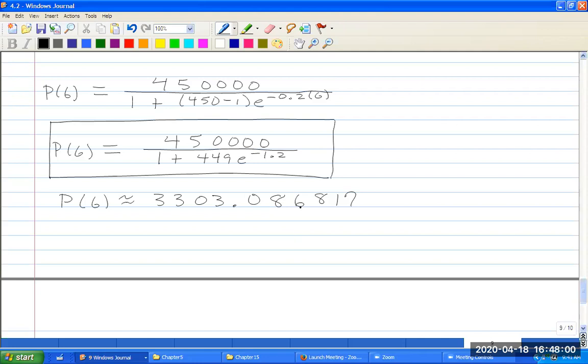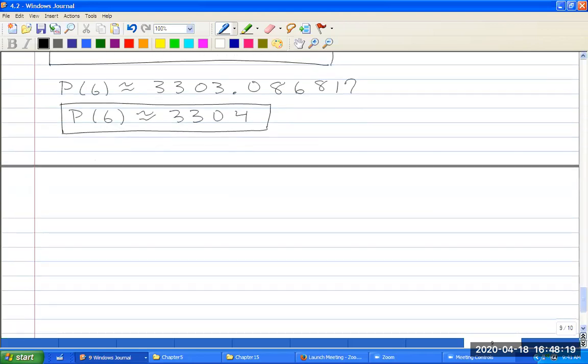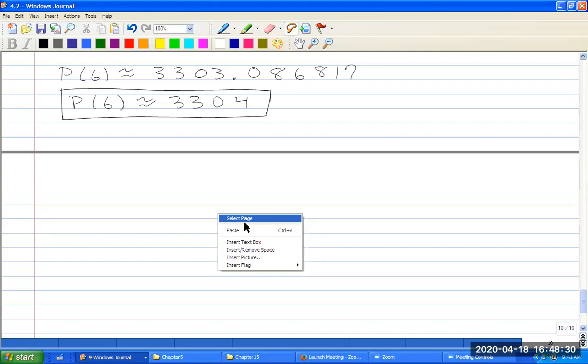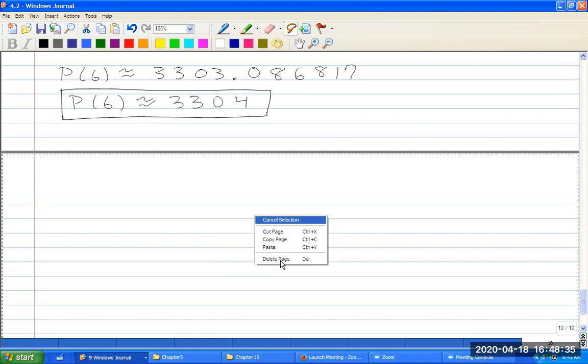And so the number of infected is approximately 3,304. If you are slightly infected, you're still infected. So we have to round up. We round up to the next person. Okay, so that finishes off section 4.2.